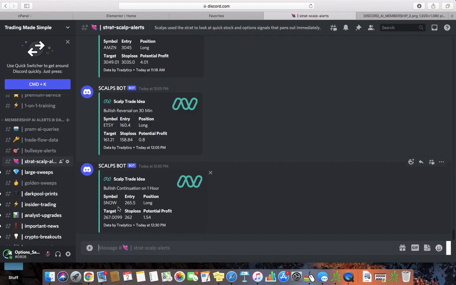So here we go. We got a bullish continuation on a 1 hour. Snow 265.5. It's a long. The target's 267 and the stop loss is at 262. And it tells you the potential profits.